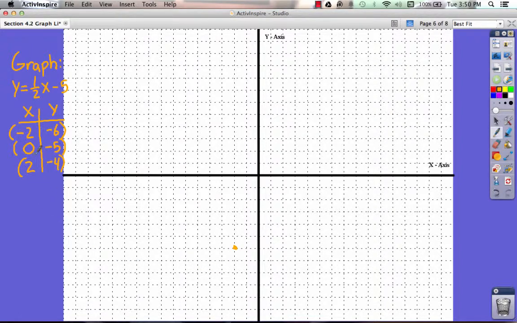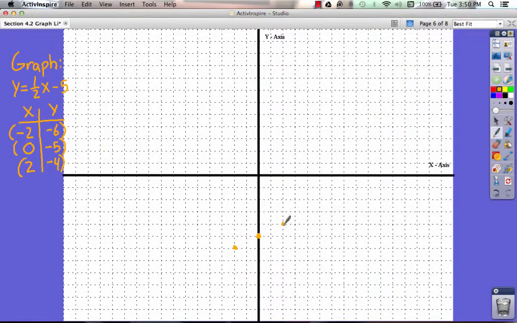0, negative 5. 0 for the x means to just stay at the origin. So we don't move left or right, we just stay there. Negative 5 means to go down 5. 1, 2, 3, 4, 5. And mark it. 2, negative 4 means to go 2 to the right. 1, 2. Then down 4. 1, 2, 3, 4, and mark it.